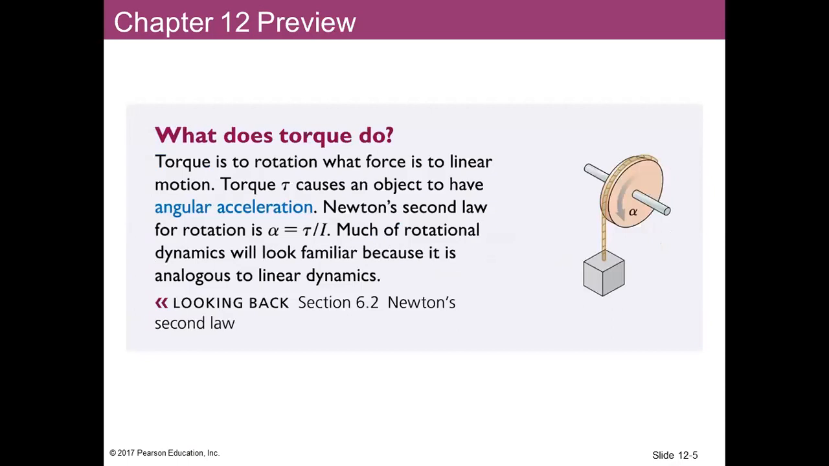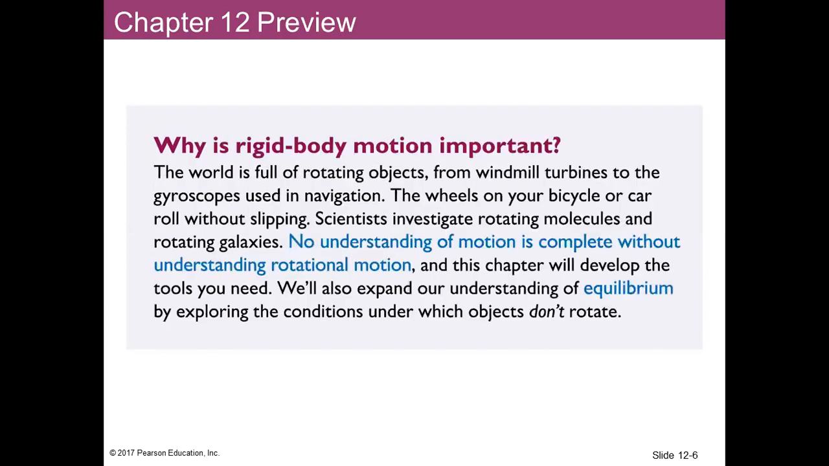What does torque do? Torque is to rotation what force is to linear motion. Torque causes an object to have angular acceleration. Newton's second law for rotation is the angular acceleration is the torque over moment of inertia. Much of rotational dynamics will look familiar because it is analogous to linear dynamics. Why is rigid body motion important? The world is full of rotating objects, from windmills, turbines, wheels, and all those things.